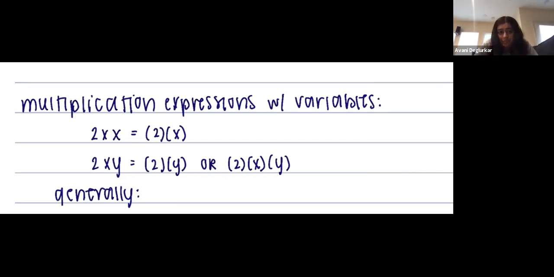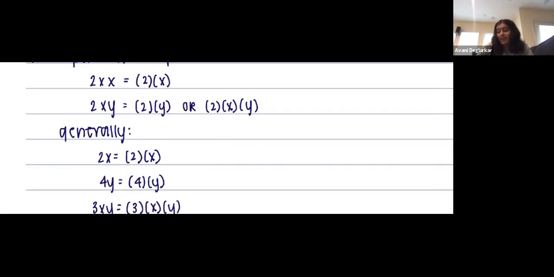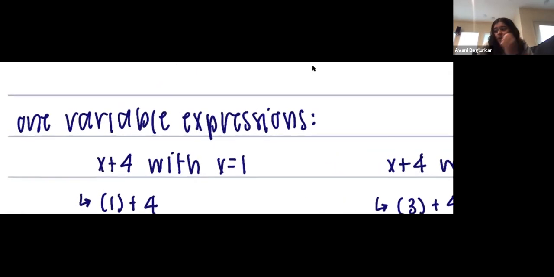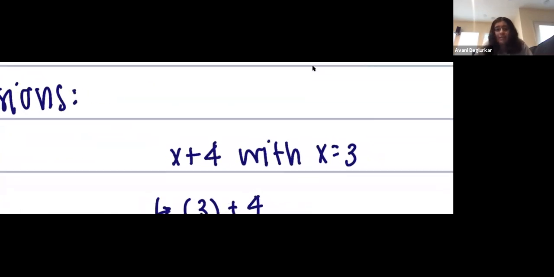Okay, let's move on. So now that we have that down, we're going to go into evaluating expressions. Okay, so we're going to start by evaluating expressions that contain one variable. So if we have an expression x plus 4 and we're given that x equals 1, we're going to plug our 1 into x and then solve the equation: 1 plus 4, and 1 plus 4 equals 5. Okay, similarly, with the same expression, if x equals 3, we get a different answer. We plug 3 in for our x and we get 3 plus 4, which is 7.